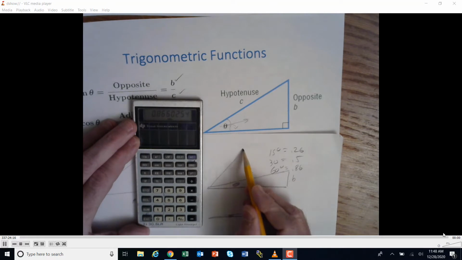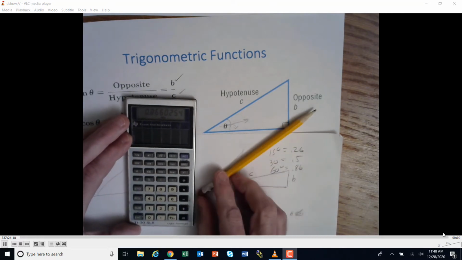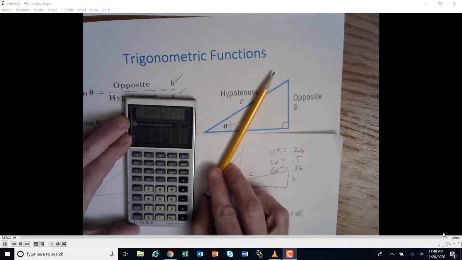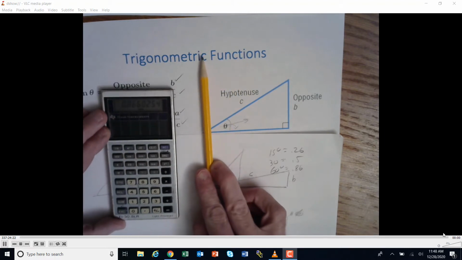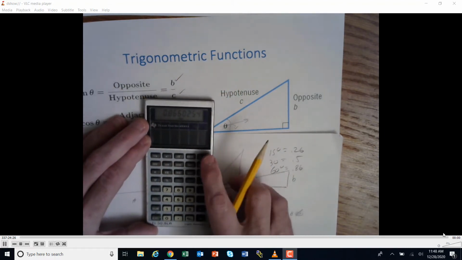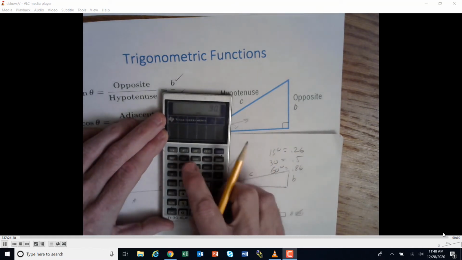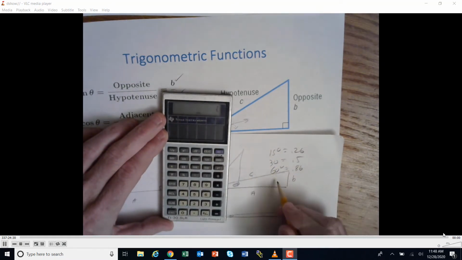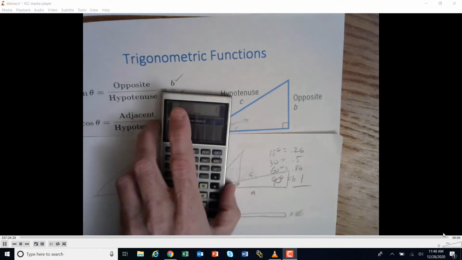So this side is getting longer and longer, and all the way up here to 90 degrees, my triangle would look a little bit different. I'm going to come up here, hit 90 sine, and I get 1. So at 90 degrees, sine is equal to 1. All right? So that's kind of what the sine is showing.